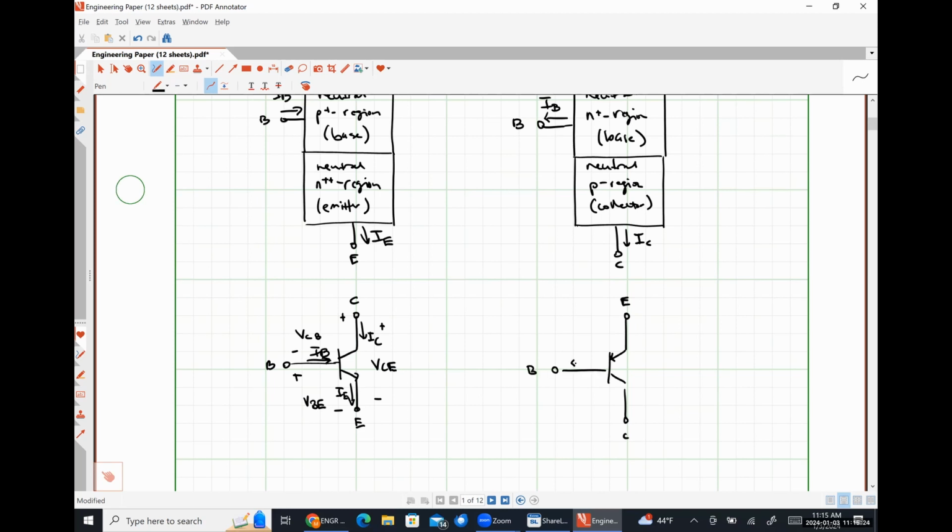And then once again, here is IB, IE, and IC. And then we're going to have the exact same voltages as we had on the NPN BJT, except that the subscripts are going to be flipped. So instead of having VCE, we'll have VEC. This will be our voltage VEB, and this will be our voltage VBC.